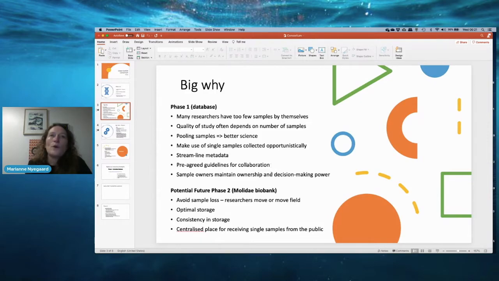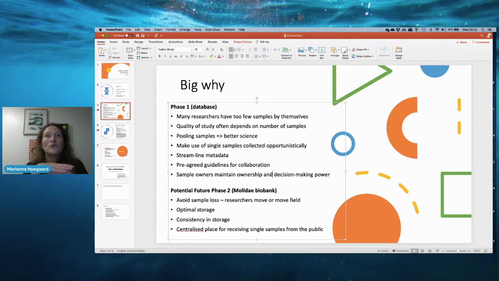And also, the way that I thought it could work was that you maintain control over your own samples. So being part of this doesn't mean you relinquish control of your samples. And in future, of course, if we go to a Molidae biobank, it will allow us to basically safekeep a lot of samples, avoid loss, have consistency in storage, and also have a centralized place where the public can send in samples.